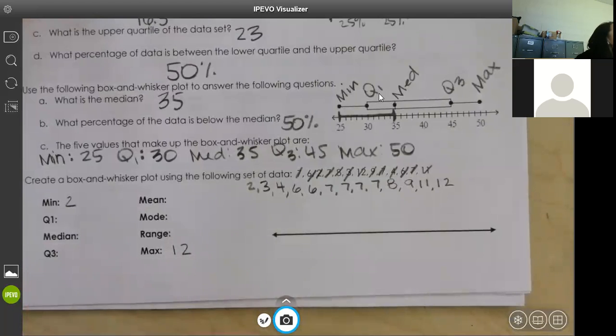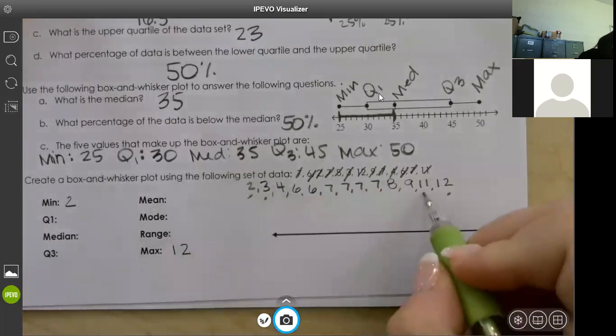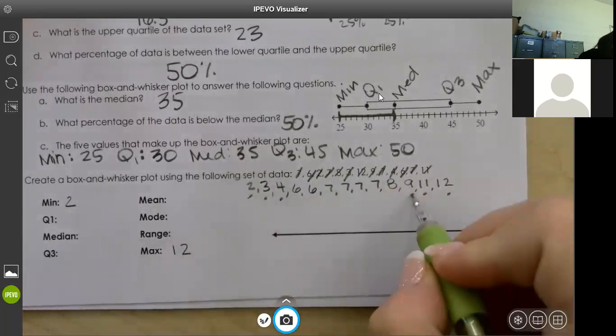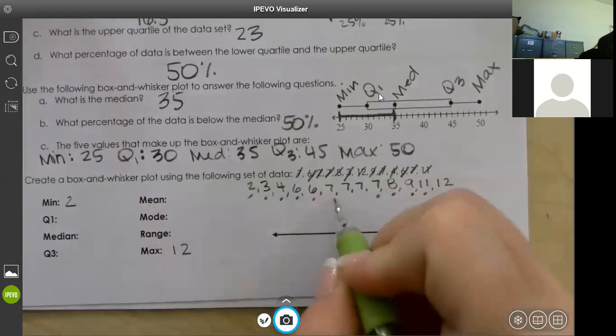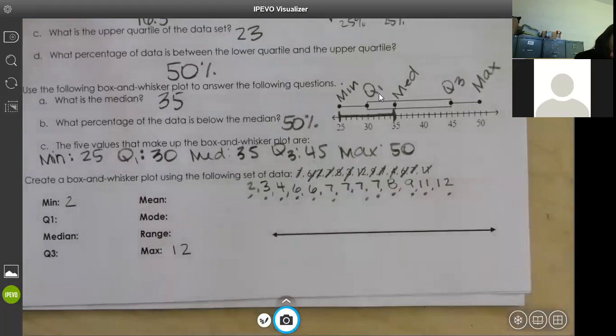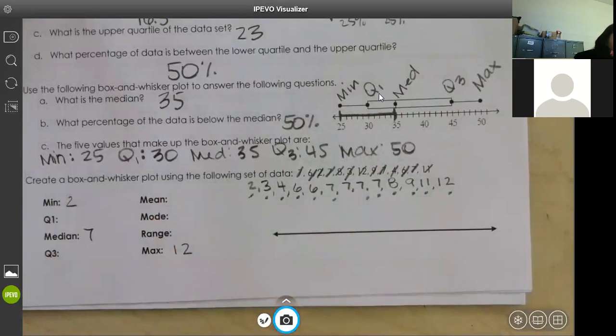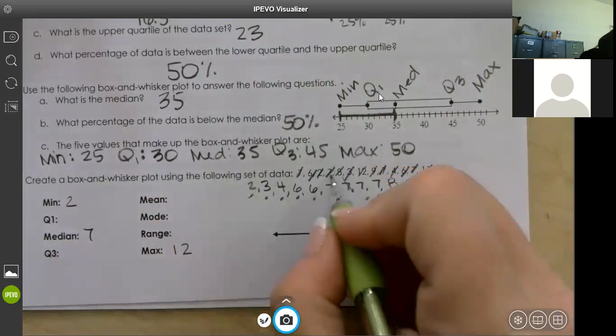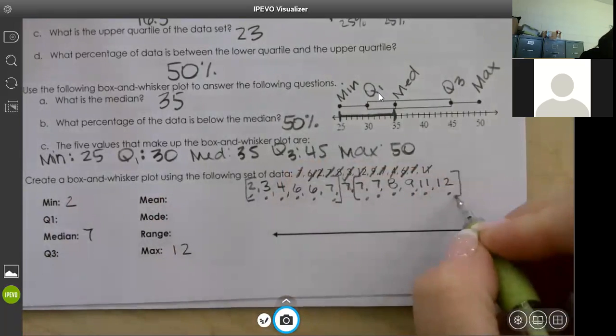The median is the middle. Okay, it's the middle. So we have 1 here and 1 here, 1 here and 1 here, 1 here and 1 here. So what's in the middle? 7 is the median. Then you split it. Since 7 is in the middle, we're going to split the lower half and the upper half.